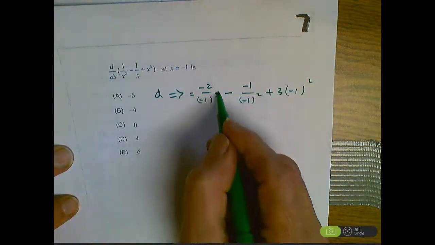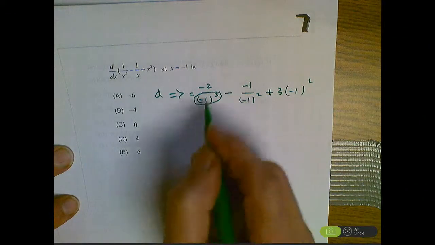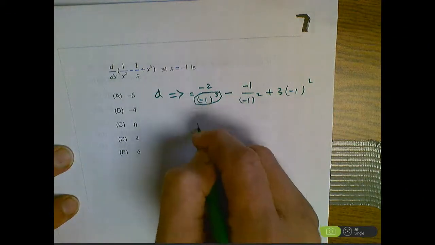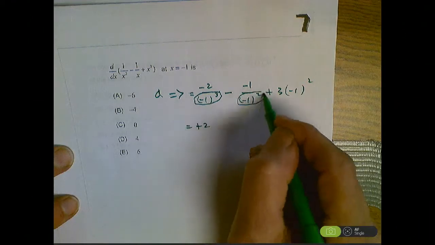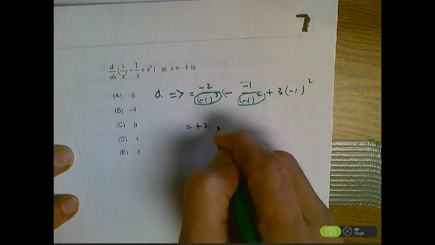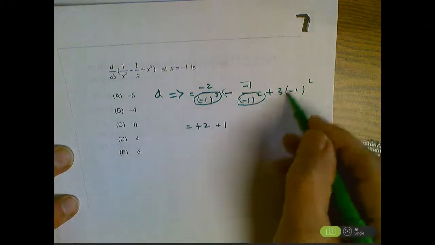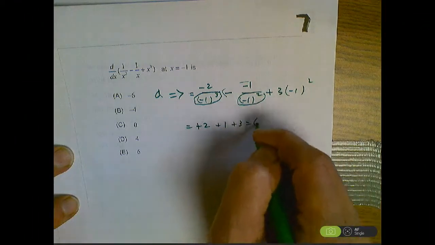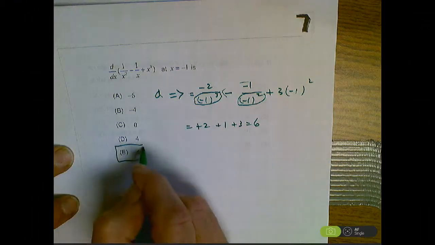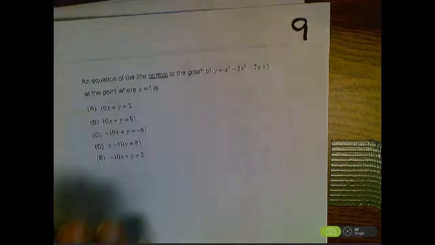So let's reduce it. This is a negative number, negative 1. So this is a plus 2. This is a positive 1. A double negative gives us a plus 1. And this is a positive 1 times 3 plus 3. I think the answer is 6. Letter E. Problem number 8.